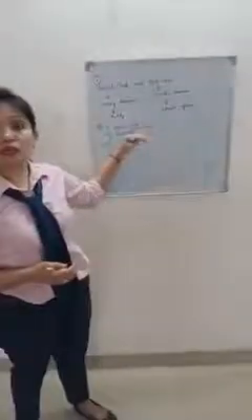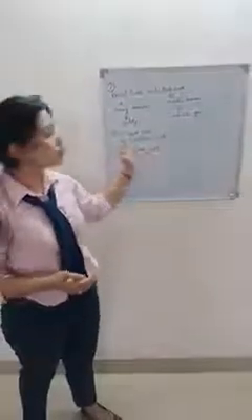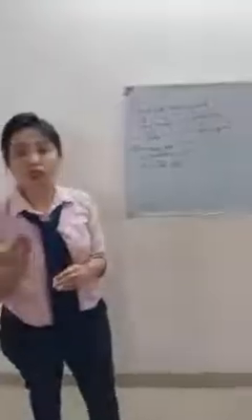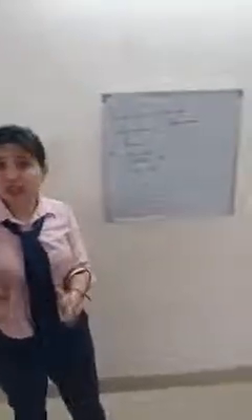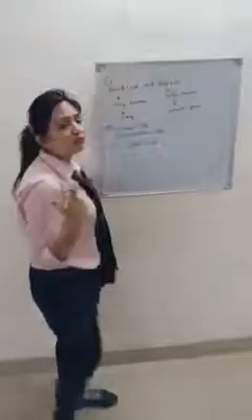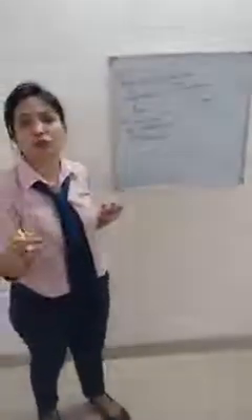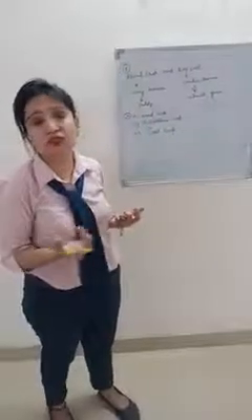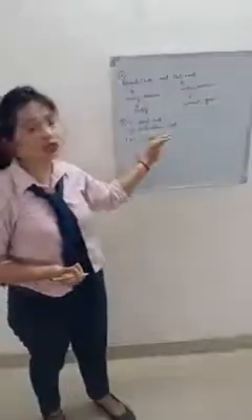The second category is the subsistence crop. This means if the farmer is growing the crop to fulfill the needs of his family, such crops are known as subsistence crops. Like if he is growing wheat to fulfill the need of the family, then wheat is a subsistence crop.